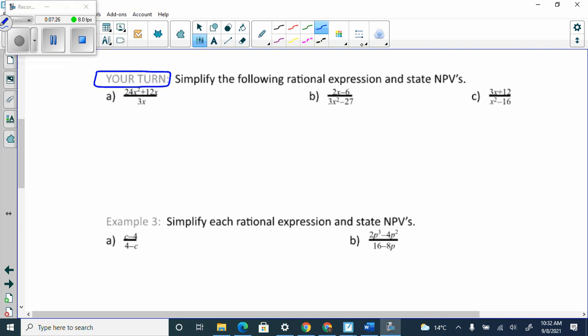So, let's look at the first one. It says simplify the following rational expression and state non-permissible values. Even if I don't ask you to state them, you do, right? You might as well. You're really good at it. So 24x squared plus 12x. Can I take anything out of that? A 12 and an x.